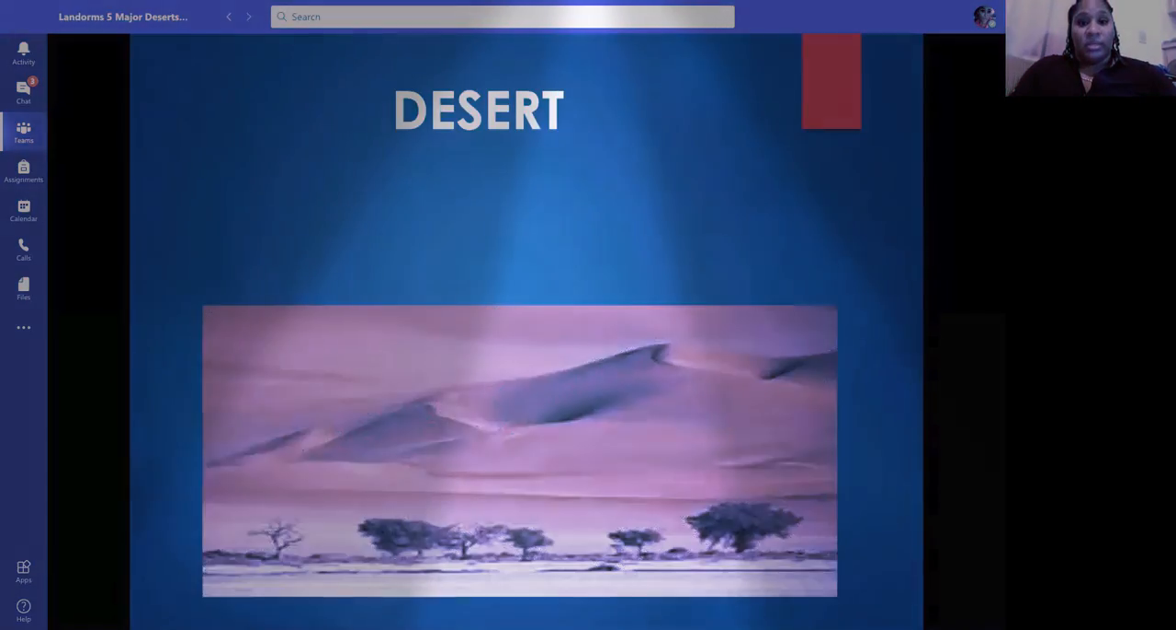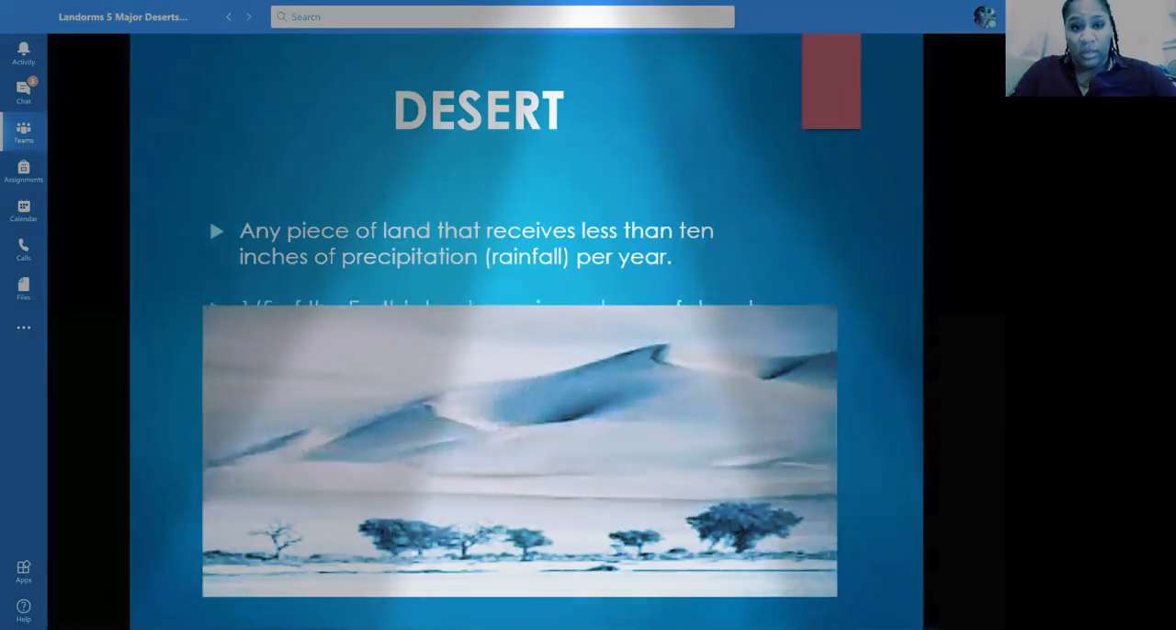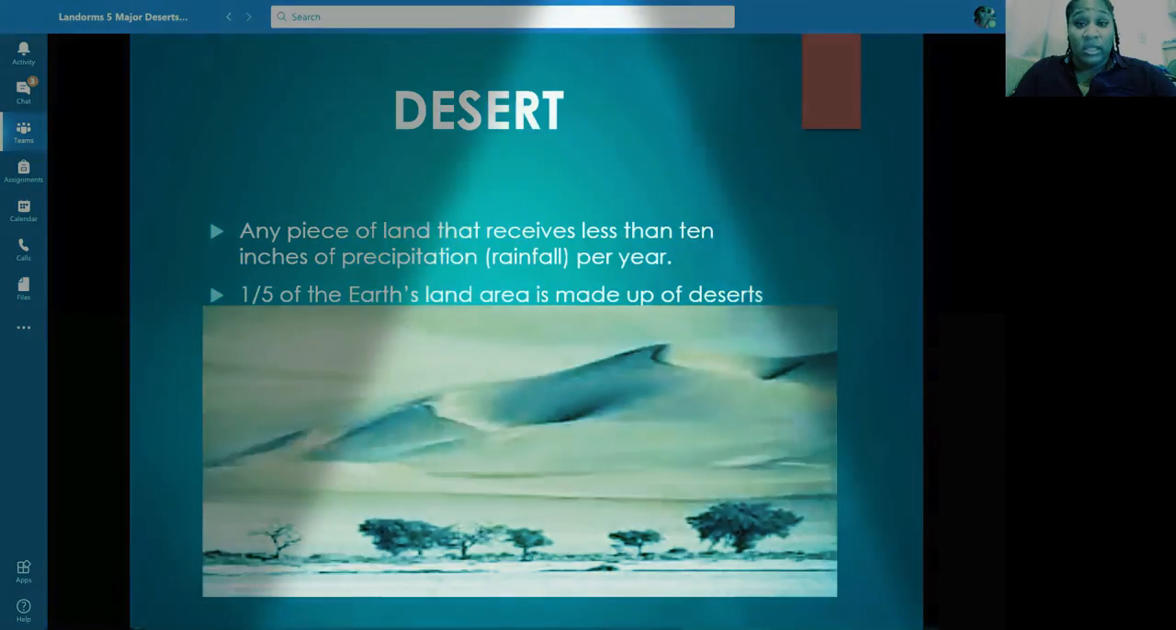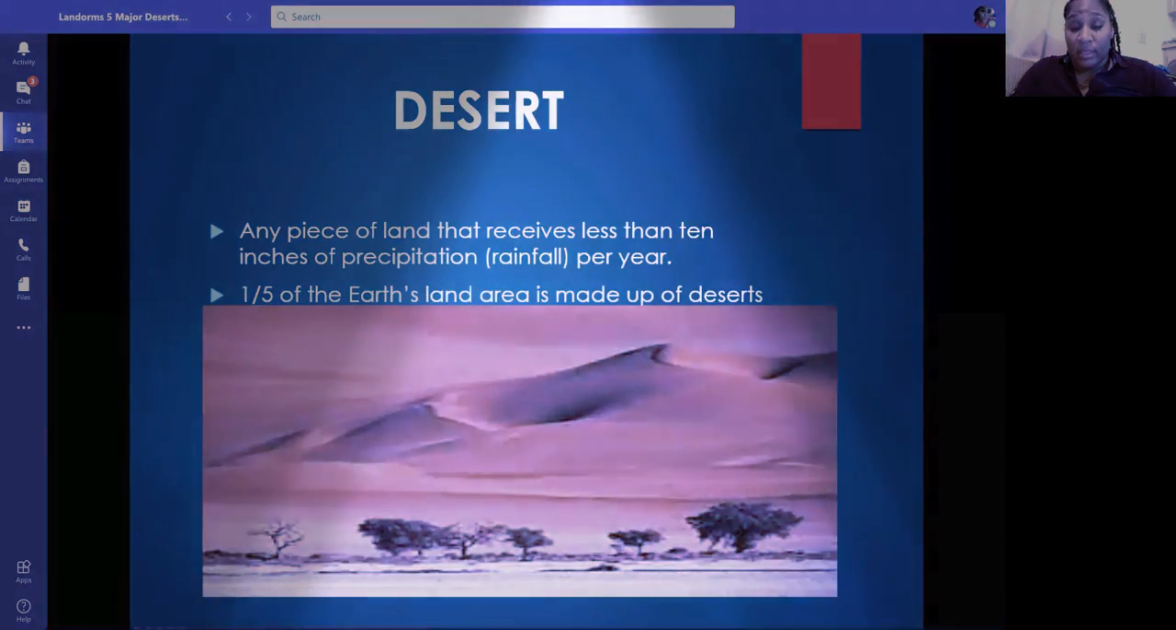A desert. What do you see? Let's look at the picture. What is it that you see? A desert is any piece of land that receives less than 10 inches of precipitation per year. One fifth of the Earth's land area is made up of deserts. One fifth. That's pretty big. That's pretty huge.